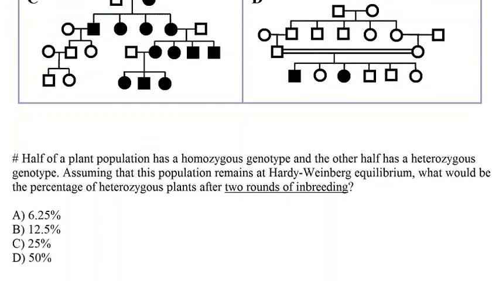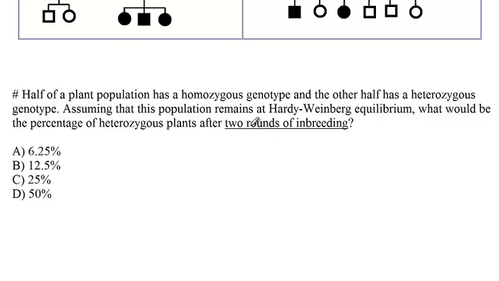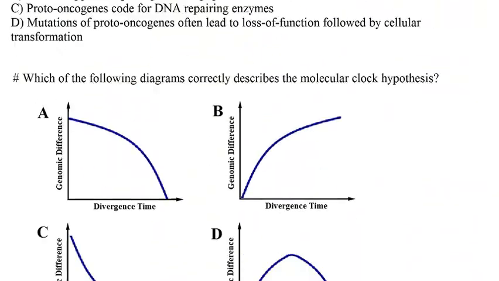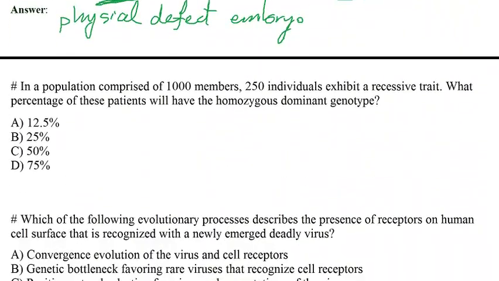And then the final question is, half of a plant population has a homozygous genotype and the other half has a heterozygous genotype. So P2 plus Q2 is equal to 0.5 and 2PQ is also equal to 0.5. Assuming that this population remains at Hardy-Weinberg equilibrium, what would be the percentage of heterozygous plants after 2 rounds of inbreeding? Okay, so if you need more time, please go ahead and pause the video. Otherwise, let's start with the first question.